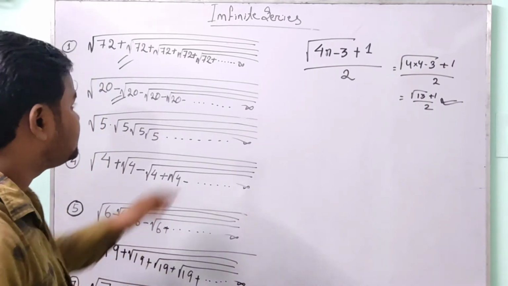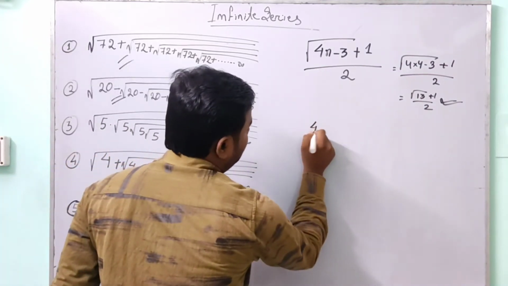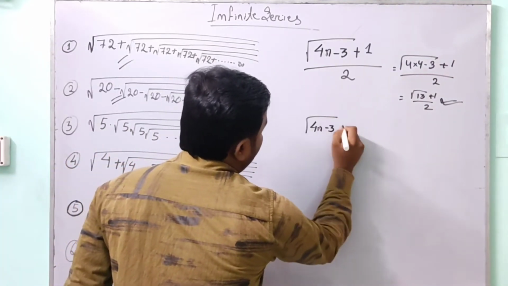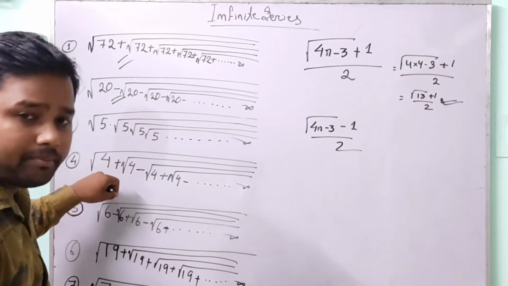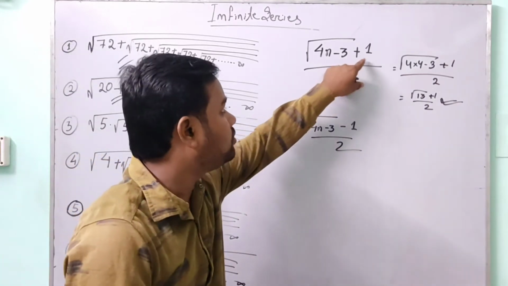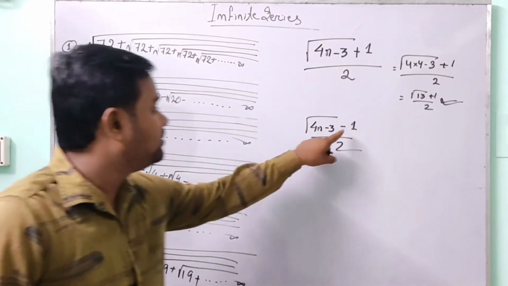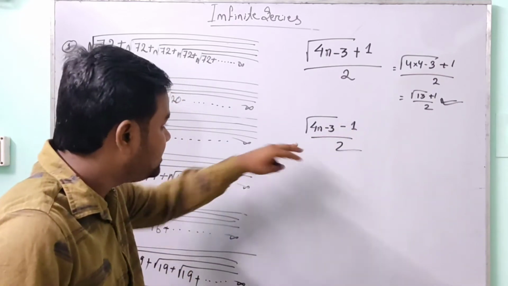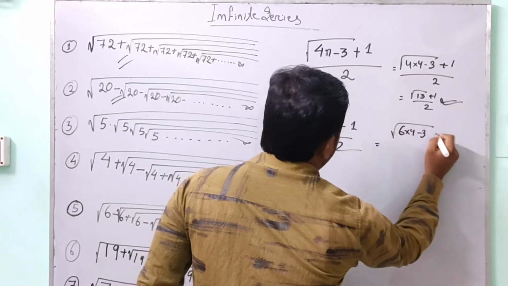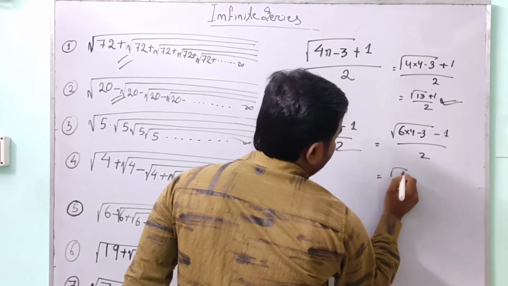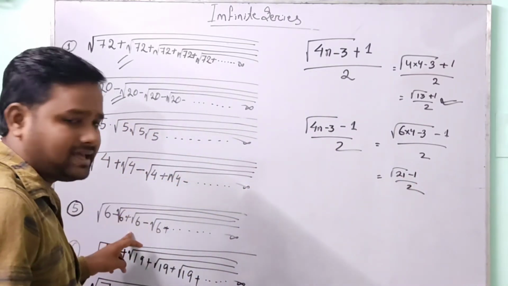Here we use the same formula, but there is one difference. In the formula, root over 4n minus 3, minus 1 by 2: if the sign after the number is positive, then plus 1 will be added. If after 6 it is negative, that means after the number it is negative, then minus 1 will be substituted. So here the answer will be root over 6 into 4 minus 3, minus 1 by 2. That means root over 21 minus 1 by 2. Similarly, by taking another number, we can find its answer.